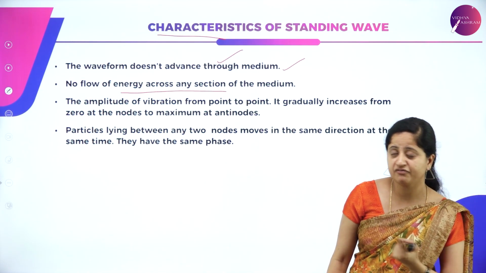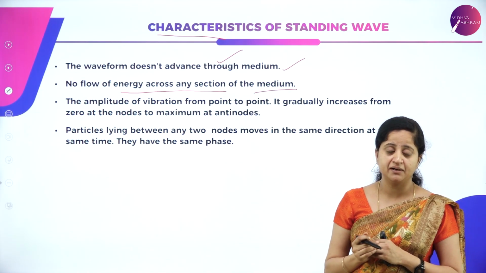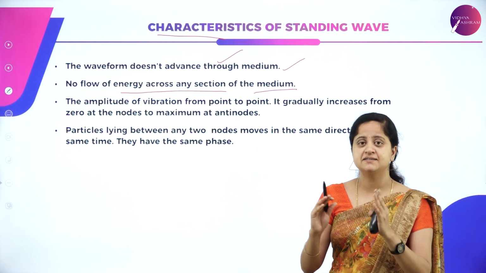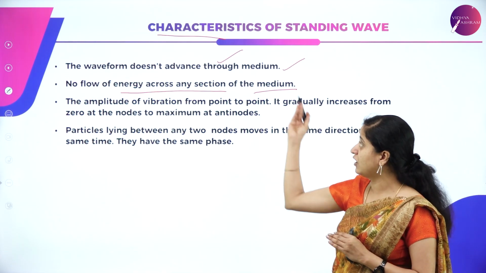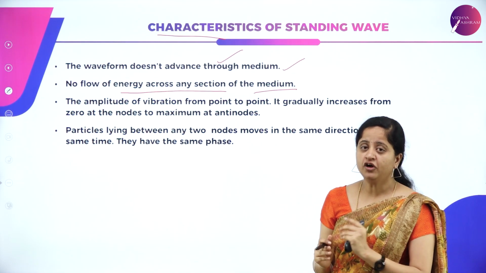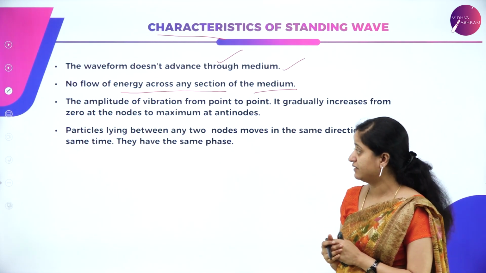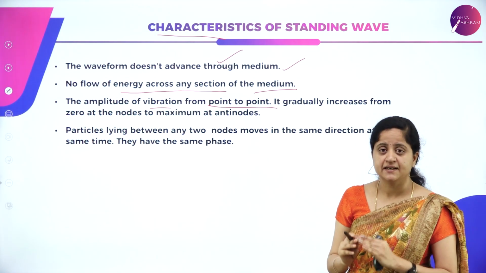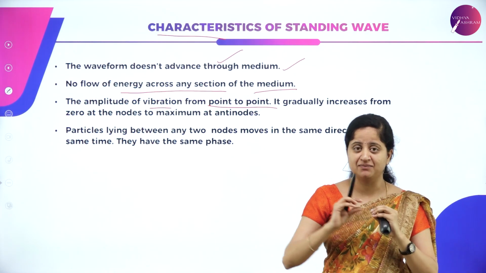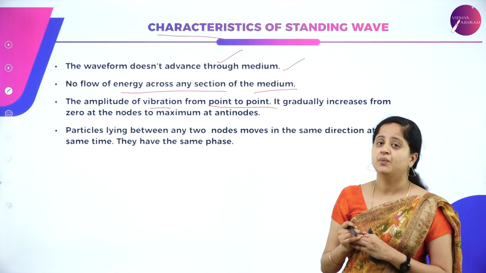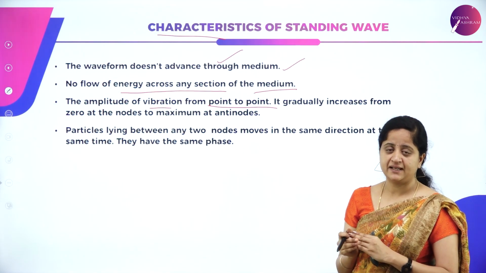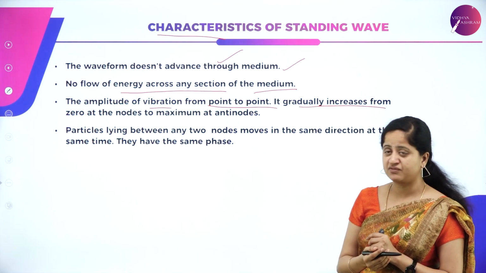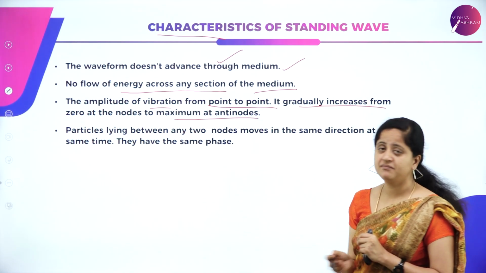There will be no transfer of energy across any section of the medium. In a progressive wave, no particles will be at rest position. They'll be moving continuously, and hence the transfer of energy will take place. But it is the converse in the case of a standing wave. There will be no transfer of energy in a standing wave or stationary wave. The amplitude of vibration varies from point to point because we know at nodes the amplitude is minimum and at antinodes the amplitude is maximum, whereas in a progressive wave it is not like that. The amplitude of all the particles will be the same. So it gradually increases from 0 at nodes to maximum at antinodes.